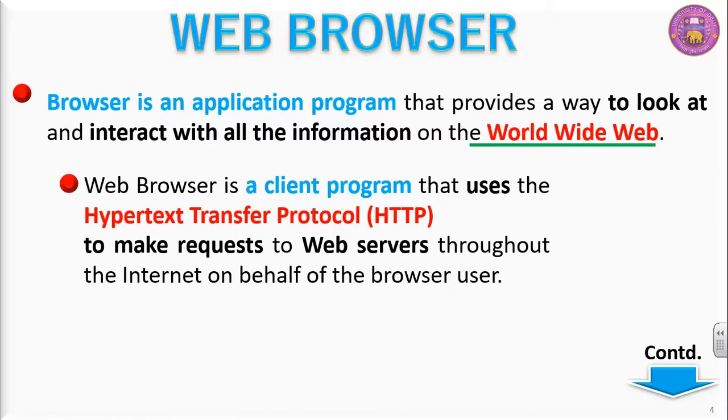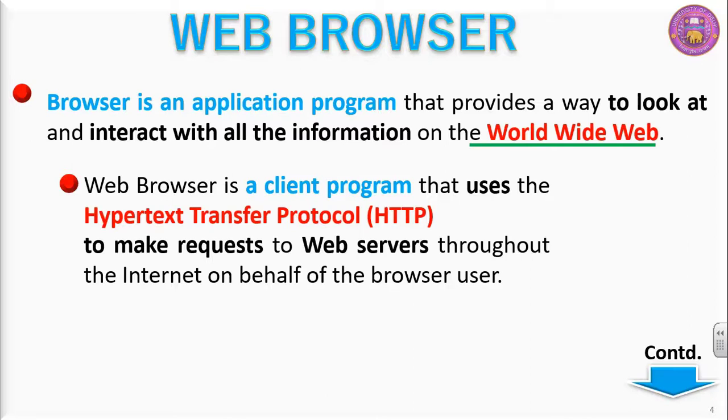Suppose I want to download a certain program from a site, then it is my computer which makes a request to the site. When my computer makes a request to the site, then my computer becomes a client. And this browser software is installed on my machine. So we say that this browser is a client program. This program uses a protocol, a set of rules. Those rules are termed as Hypertext Transfer Protocol.